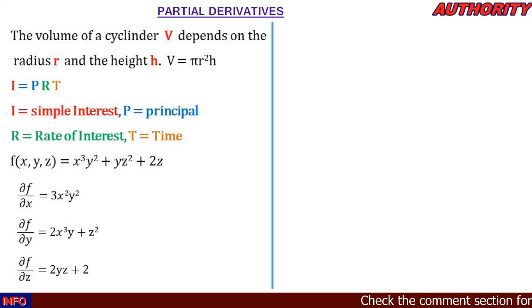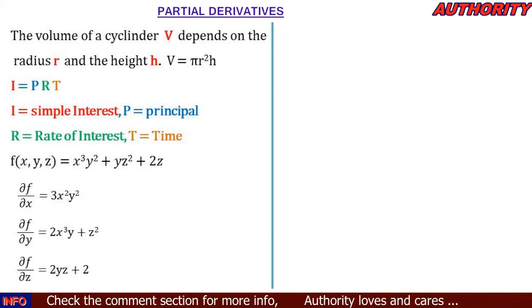Now let's go to the second one. We have yz squared. So when we differentiate z squared, it gives us 2z. Okay? It gives us what? 2z. So here we are going to have 2yz. Is that true? Yes. So when we differentiate z squared, it gives us 2yz.